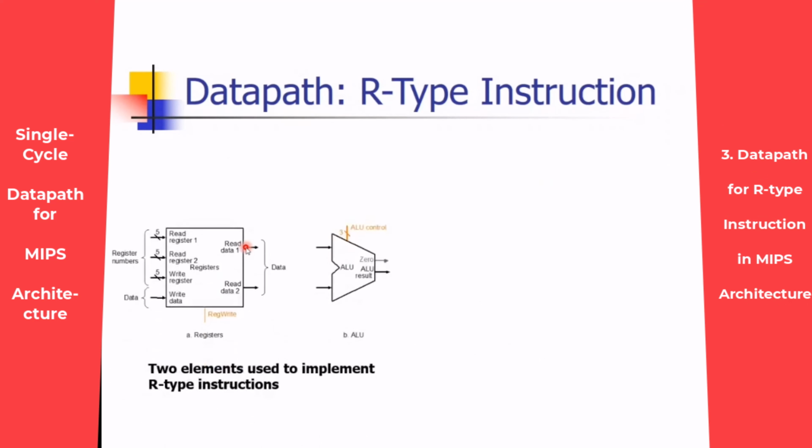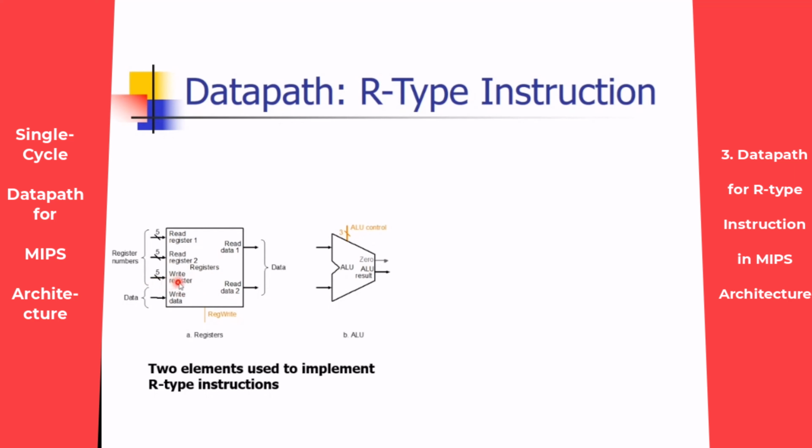Let's check the data path for R-type instructions. For these types of instructions, we need 2 elements, the register file and the ALU. This is the register file. As you can see, you can access the content of 2 registers simultaneously by giving the index of register 1 to this port and 5 bits for register 2 to this input. Then the content of those 2 registers will be available in data 1 and data 2, and you can give it to the other parts of the data path.